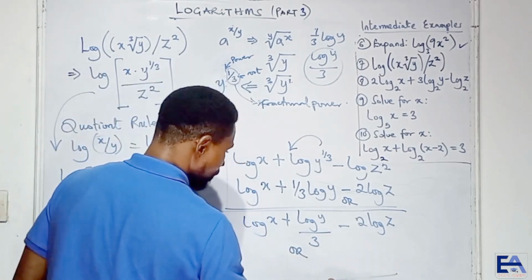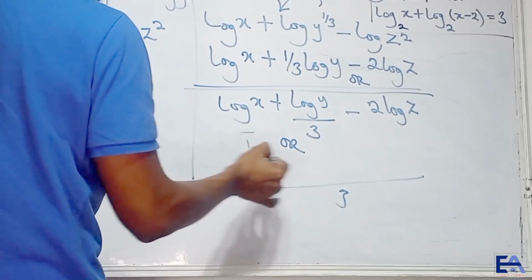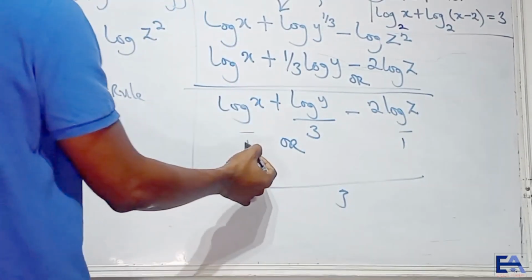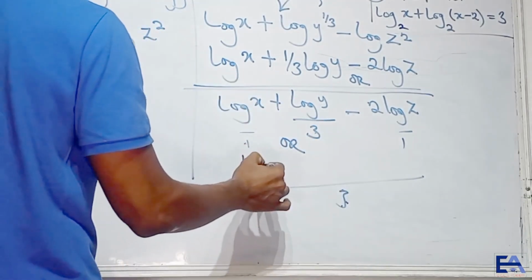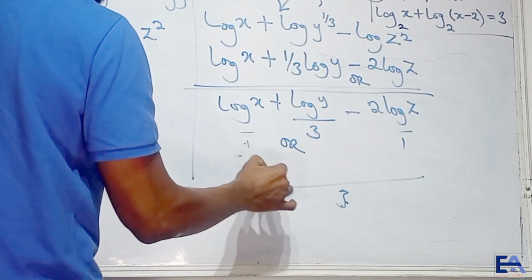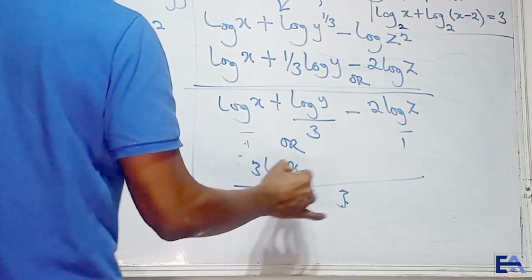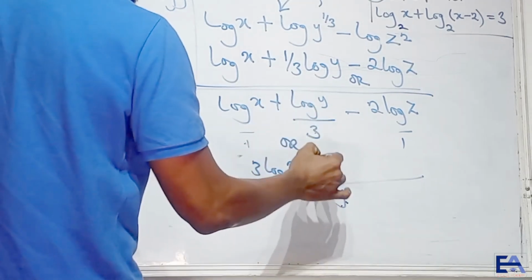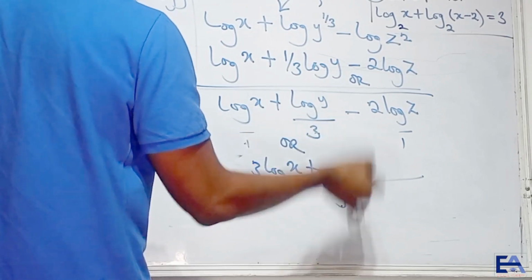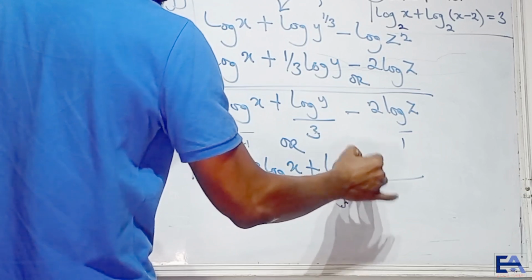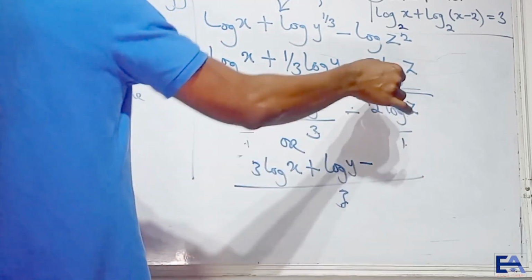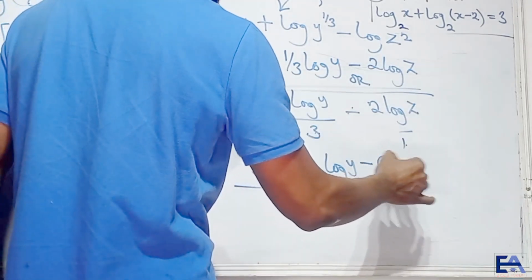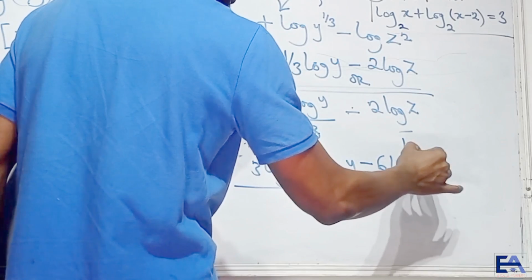The LCM of everything is, you can take this one to look like over 1 divided by 1. The LCM of 1, 3, and 1 is 3. The 1 times 3 is 3. 3 times log x will give us 3 log x. Then this plus, you bring it down. 3 and 3 is 1. 1 times log y is log y. Okay, this minus, you bring it down. 1 and 3 is 3. 3 times 2 log z is 6 log z.